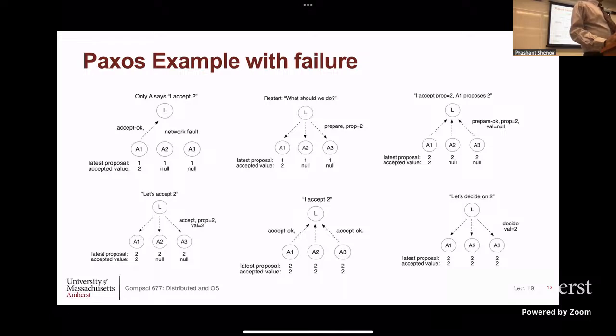Is that clear? Any questions? Yes. If a node fails, and by the time it reboots, that proposal has already been accepted and a decision has been made, what happens? Okay. The question is, if a node fails and by the time it reboots, that proposal has already been accepted, a decision has been made, right?